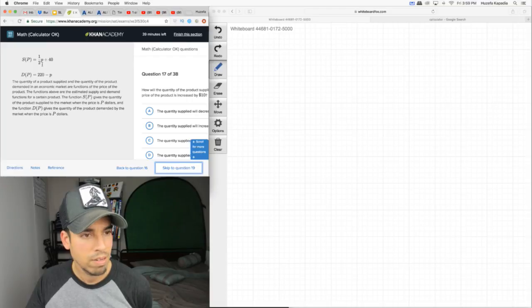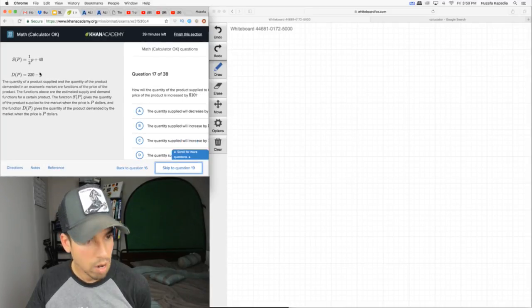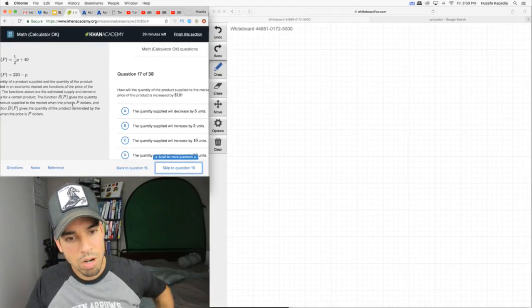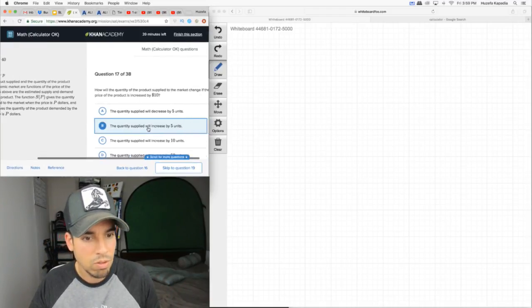Think about it. If P is 0, the supply is 40. If it's 10, half of 10 is 5, so it becomes 45. If it's 20, half of 20 is 10, and 10 plus 40 is 50. So the quantity will increase by 5 units.